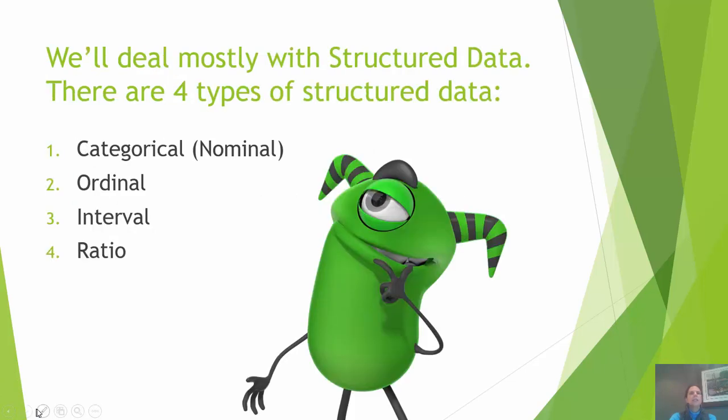Right. Next is the difference between structured and unstructured data. So we're going to deal mostly with structured data, and that means it can be put into a cell in an Excel spreadsheet, basically. And there are 4 types of structured data. There's categorical or nominal, which means names of groups, and the second is ordinal, the third is interval, and the fourth is ratio. Let's dive in to find out more about those 4.